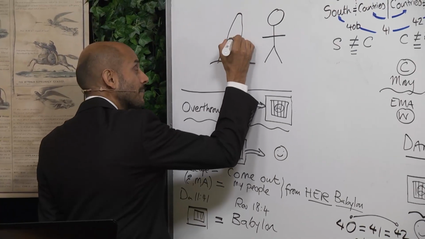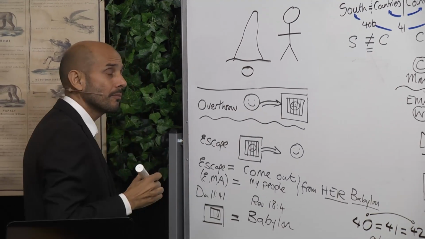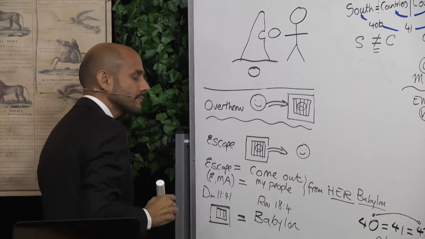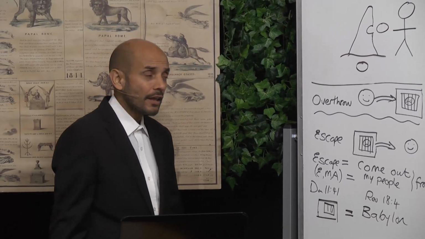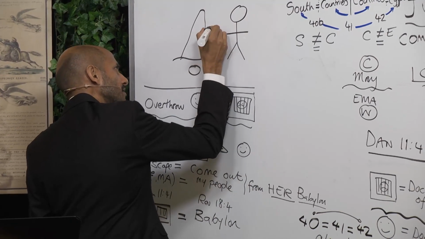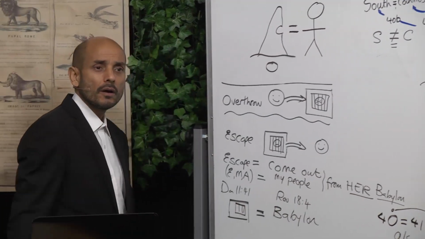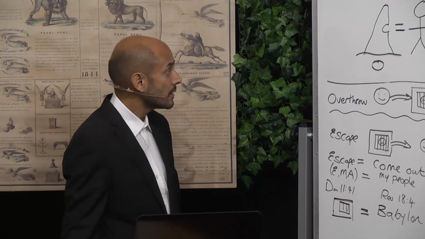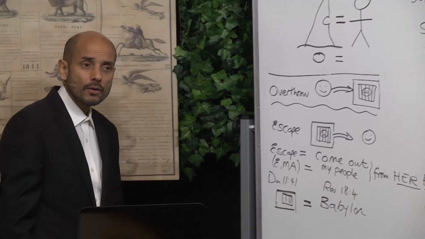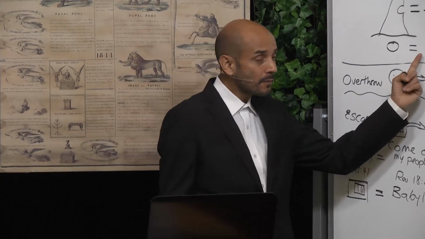We know out of this mountain comes a stone. It says it's cut out of this mountain. And I said, if these two are equal, they're both kingdoms, then these two must be equal. The problem is, there's missing information in the verses.